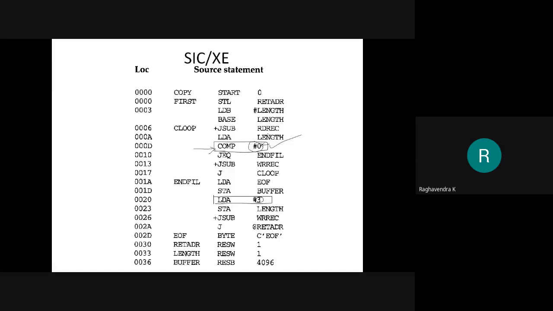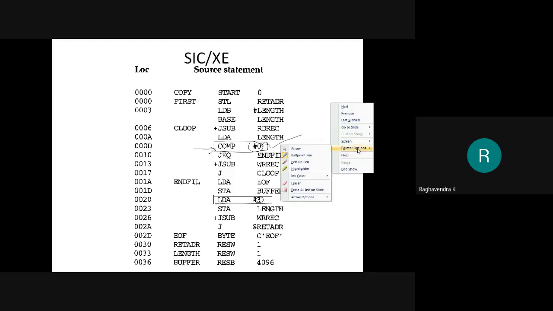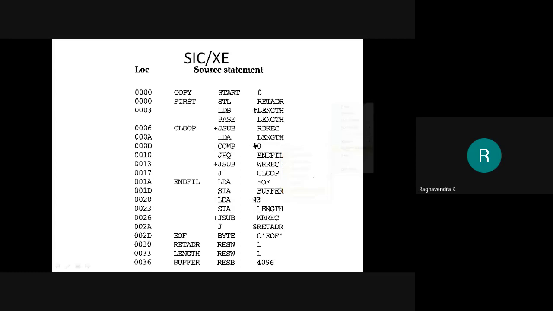Now, there is one more type of immediate operand that gets assembled in a different way. Observe this statement, LDB #length. Now what is the difference between this instruction and this instruction or this one? Here we have the operand.